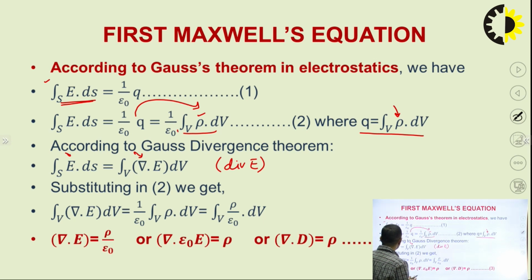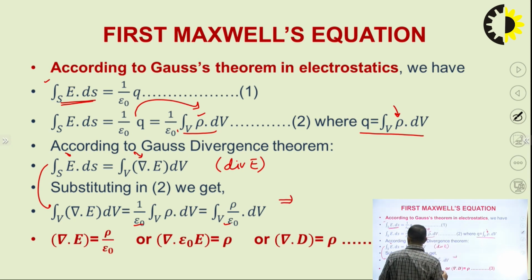Now we can substitute this value in the last equation, that means in equation 2. The left hand side becomes the volume integral over a volume V of del dot E dV, and this will be equal to 1 by epsilon naught times the volume integral over a volume V of rho dV. The right hand side remains as it is. Or we can take the epsilon naught inside the integral, so it becomes this form now. We can write the last equation in this form.